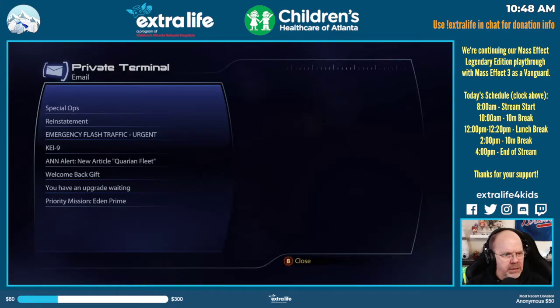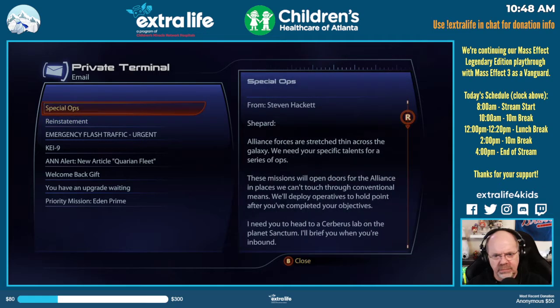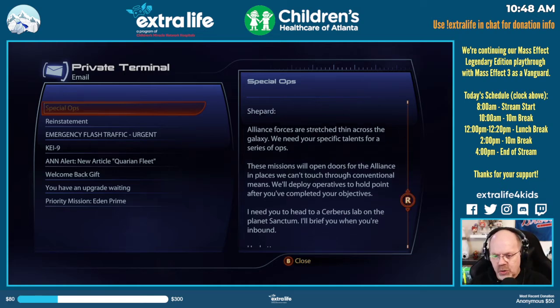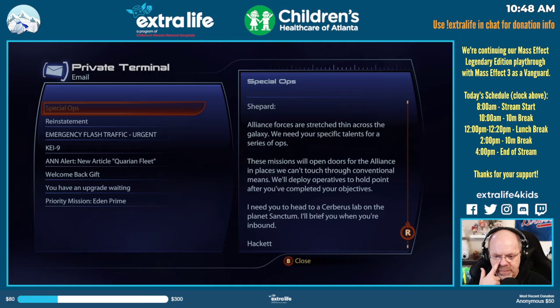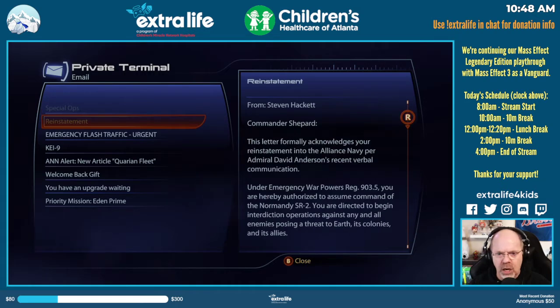Okay, let's see what we got here. Special ops from Stephen Hackett to Shepard. Alliance forces are stretched thin across the galaxy. We need your specific talents for a series of ops. These missions will open doors for the Alliance in places we can't touch through conventional means. We'll deploy operatives to hold point after you've completed your objectives. I'll need you to head to a Cerberus lab on the planet Sanctum. I'll brief you when you're inbound. Hackett out.